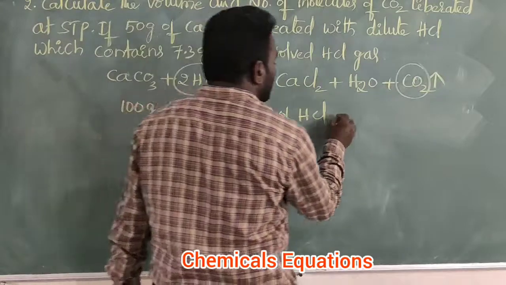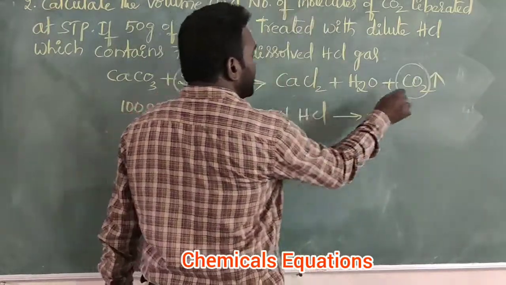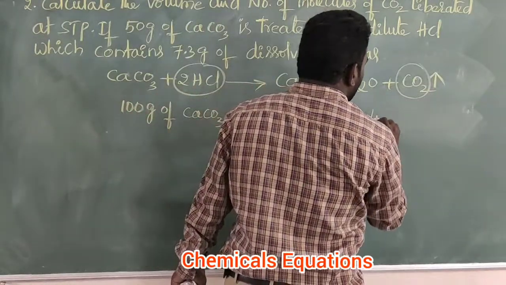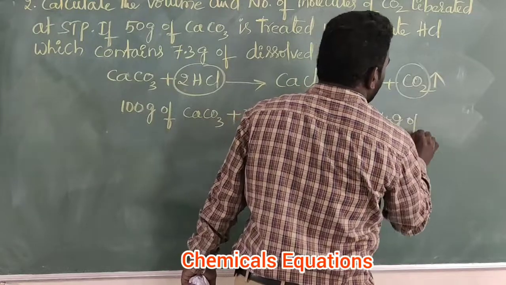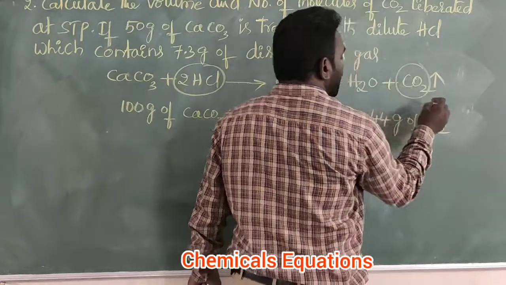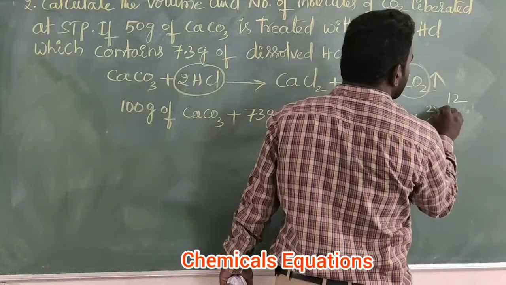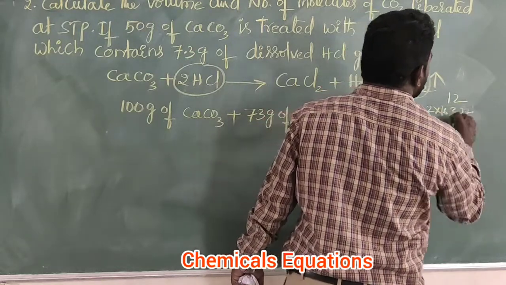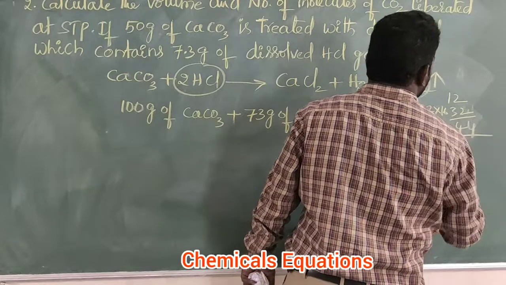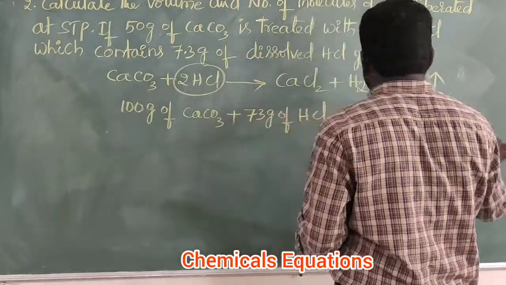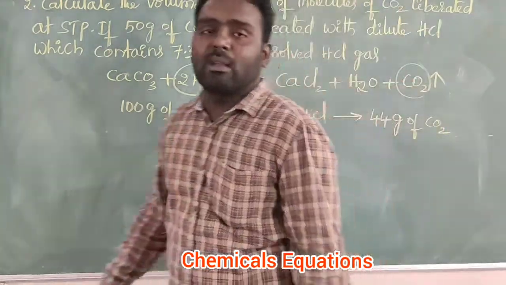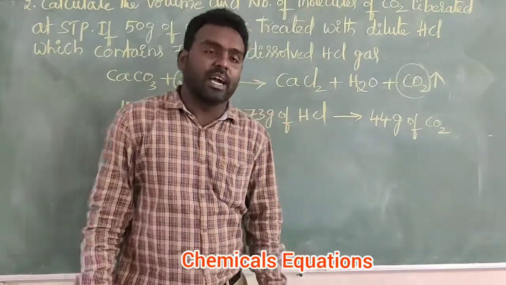73 grams of HCl gives rise to 44 grams of carbon dioxide. Here the carbon is 12 grams, and the two oxygen atoms are 2 into 16, so that is 32, and then the total is 44 grams of carbon dioxide.